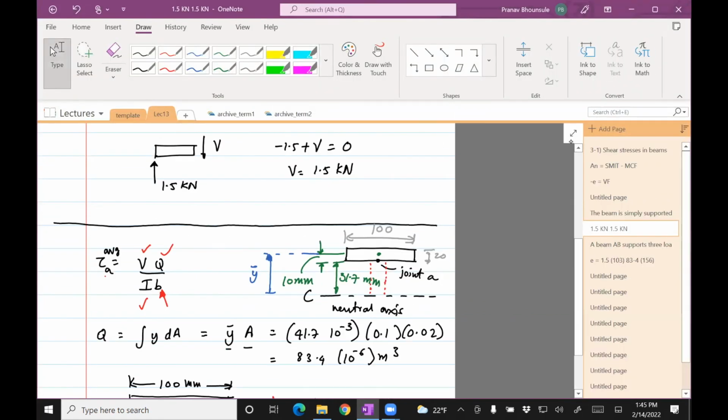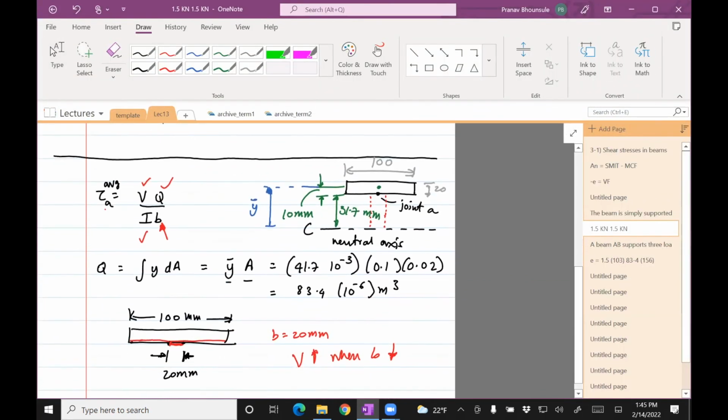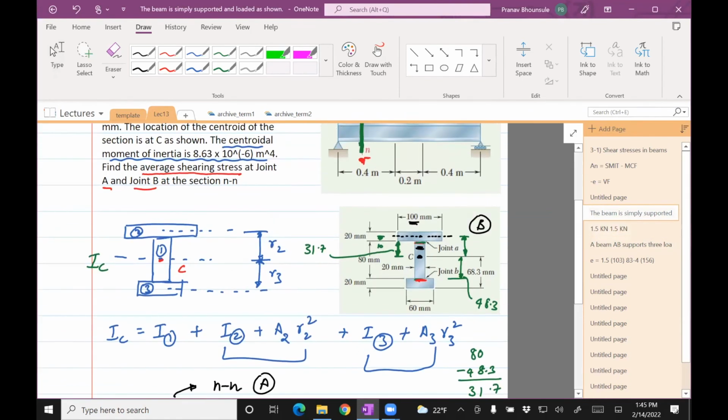Okay, so the other question is as simple as the first one. Once we figured the first one, the second one is easy. We want to find the stress at B. So we need to do the same things: we know the shear force at NN, which is still 1.5 kilonewtons. We only need to figure out Q and B because I is given to us. Let's quickly do that, and we are done.